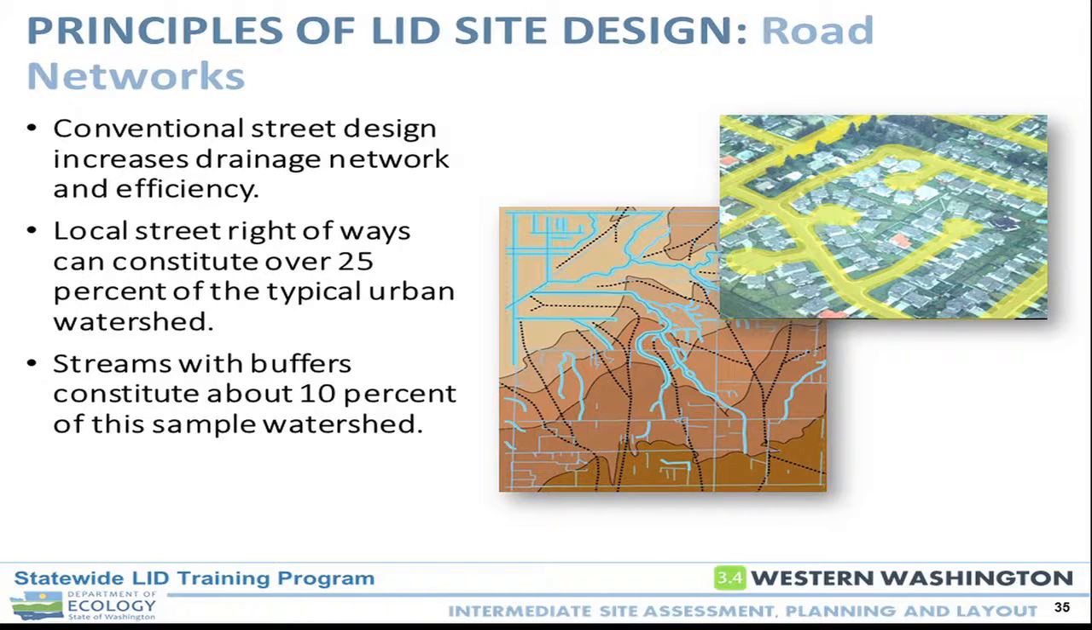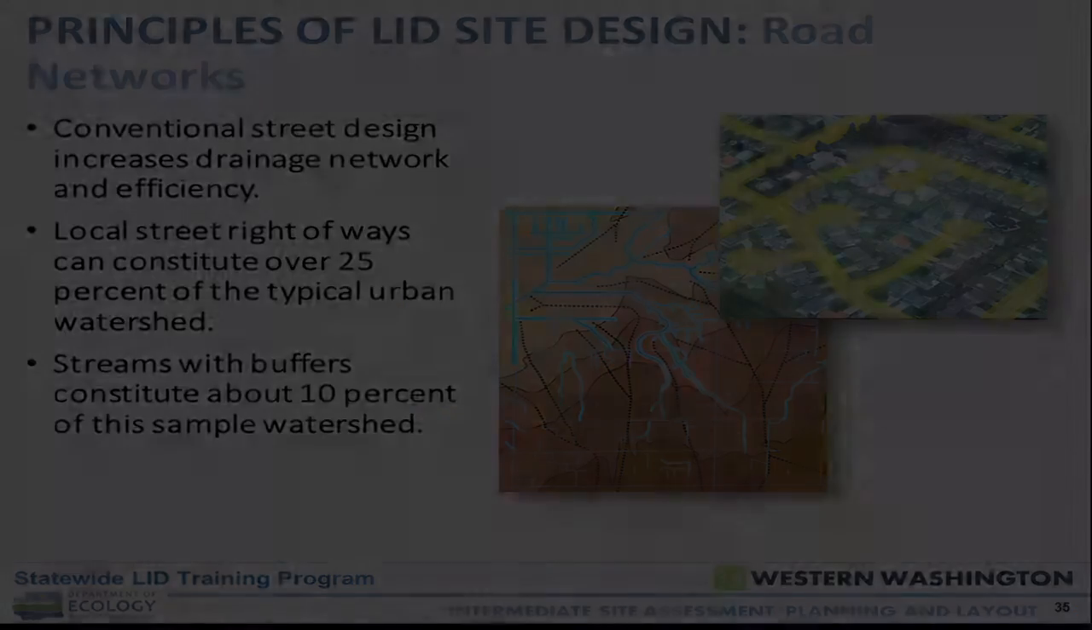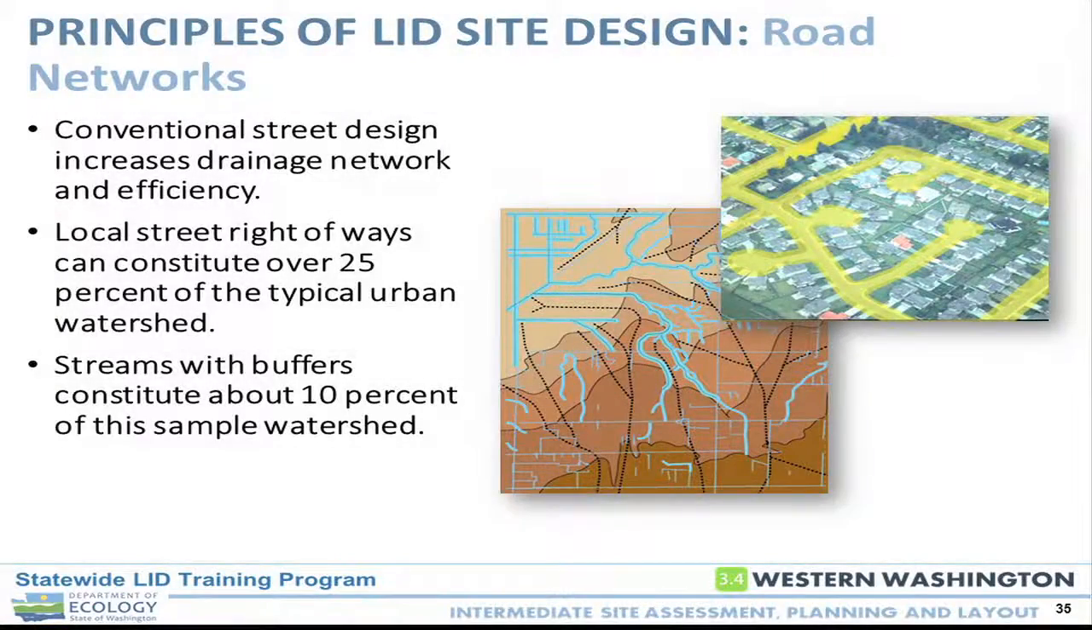Switch gears from the native soils and vegetation and talk about road networks. The key here is to understand that when we build road networks, from a stormwater and receiving water perspective, particularly for streams and wetlands, what we're doing is increasing the density of the drainage network. It's like we're creating a bunch of very fast-moving streams that are now moving downslope to our receiving waters, whether that be a stream or a wetland.